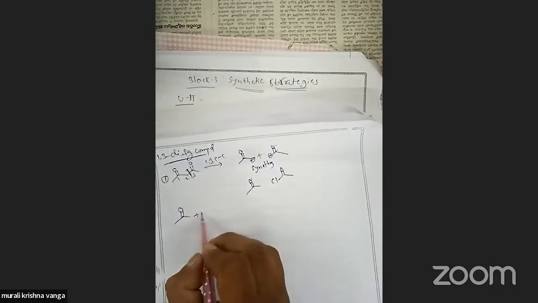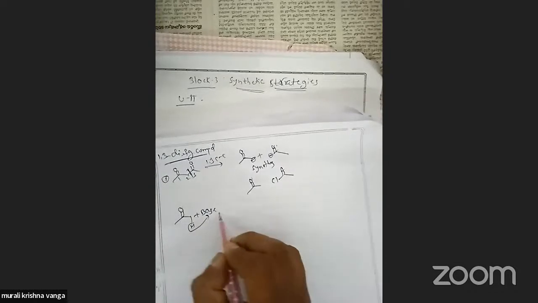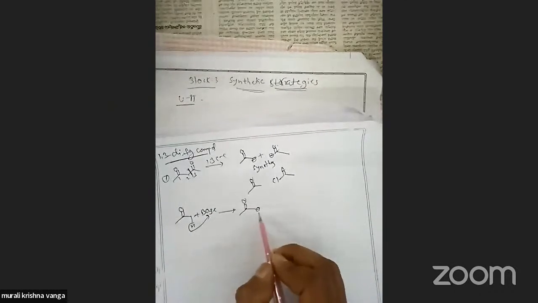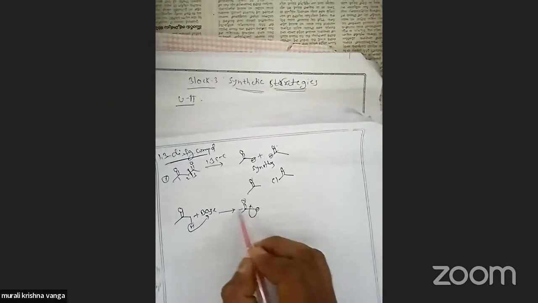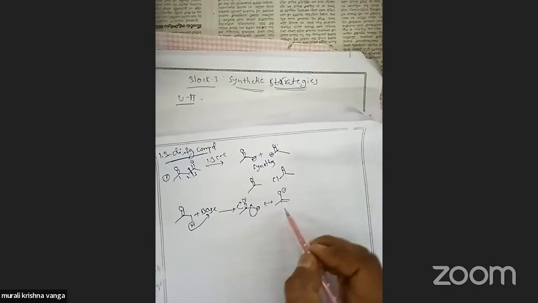Now the synthesis of this compound: acetone reacts with base, and a proton is abstracted from the alpha position of the carbonyl carbon. It is stabilized by resonance. The negative charge develops on the alpha carbon, and this negative charge undergoes resonance. Enol formation takes place.